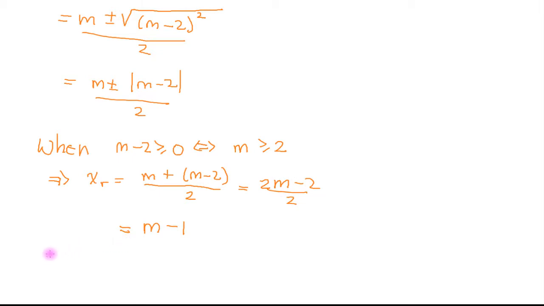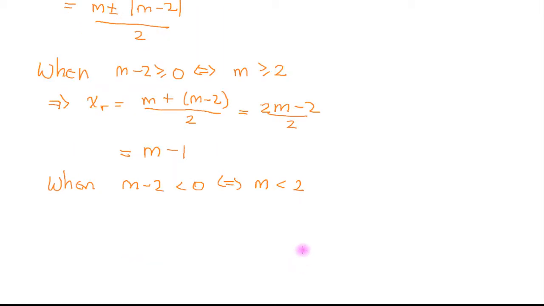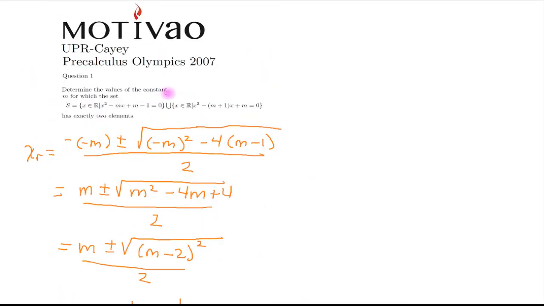Now, when m minus 2 is strictly less than 0, or equivalently, m less than 2, then we use the negative 1. So we have that x root is equal to m minus m minus 2 over 2. Which is equal to m minus m is 0, negative times negative is positive, so 2 over 2 is just 1. Okay? Now let's do exactly the same thing for the next polynomial.